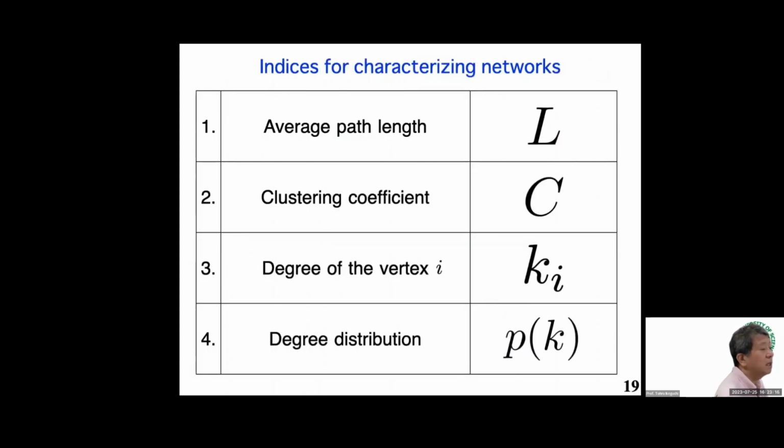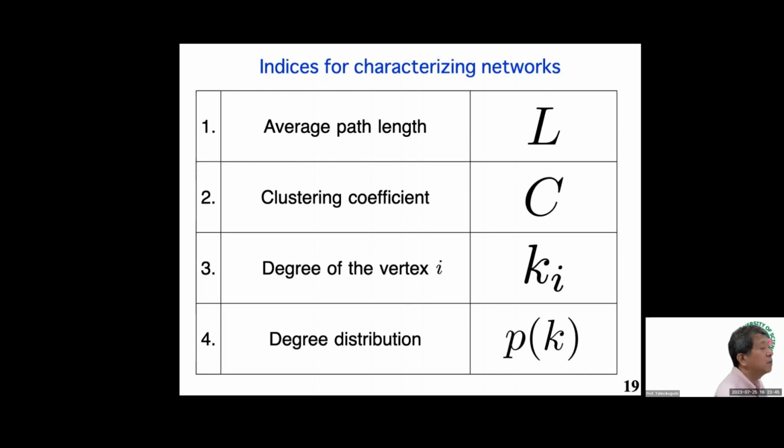These are basic indices used in the newly emerging field of network science. Among these, the small world network is characterized by the first two indices, the average path length and the clustering coefficient. And the scale-free network is characterized by the degree and its distribution.